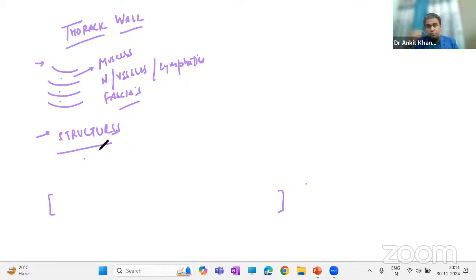So the point over here is what the layers in the thoracic wall are, so that you know from where to where we are going. Let us see about it.